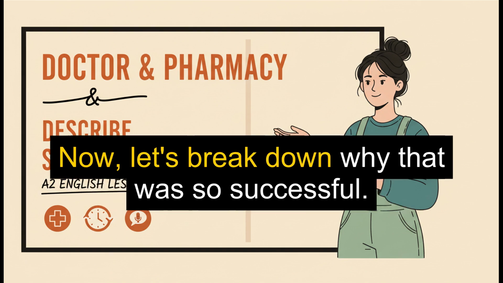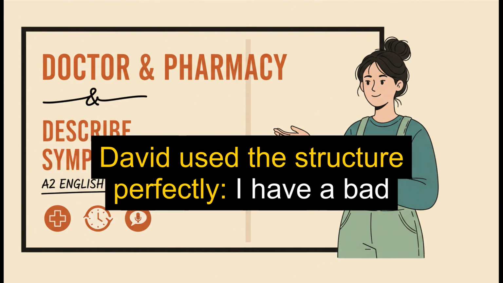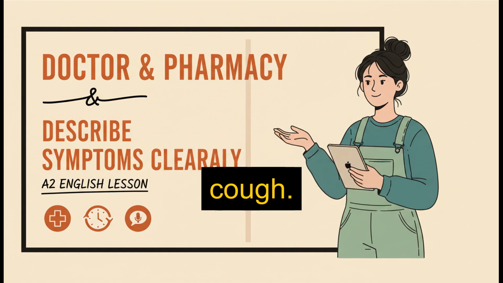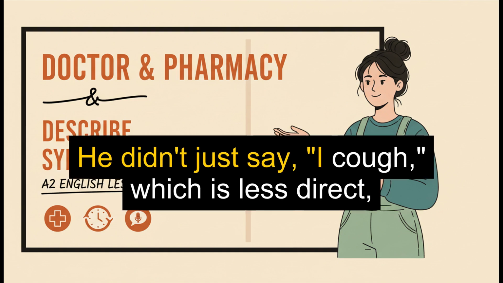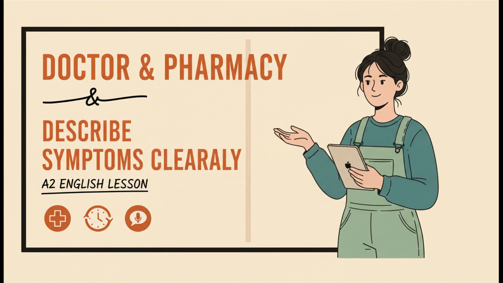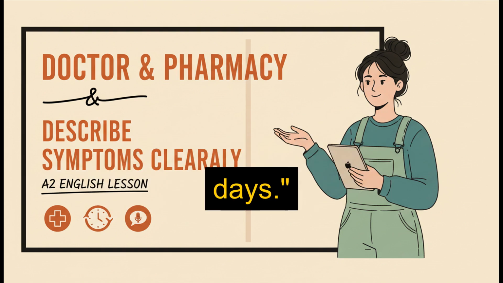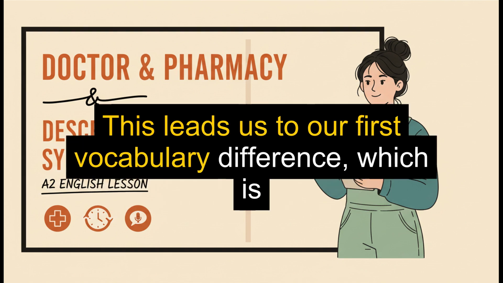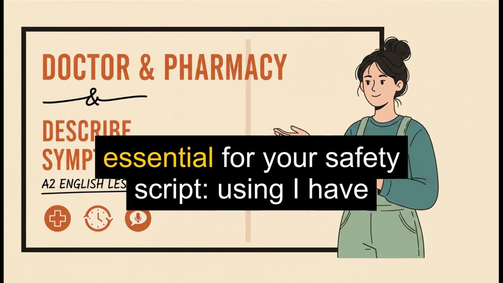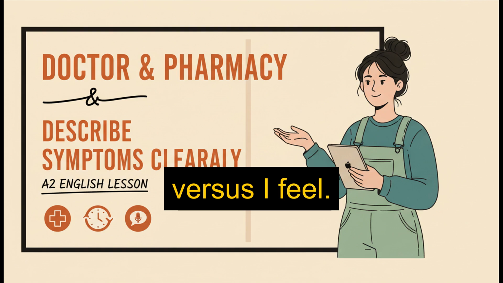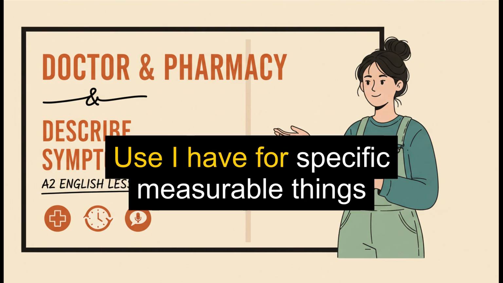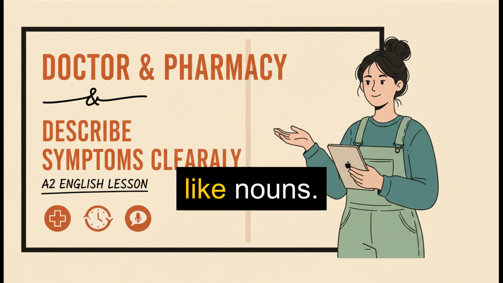Now, let's break down why that was so successful. David used the structure perfectly. I have a bad cough. He didn't just say, I cough, which is less direct, and he immediately provided the duration, for 3 days. This leads us to our first vocabulary difference, which is essential for your safety script, using I have versus I feel. Use I have for specific, measurable things, like nouns.